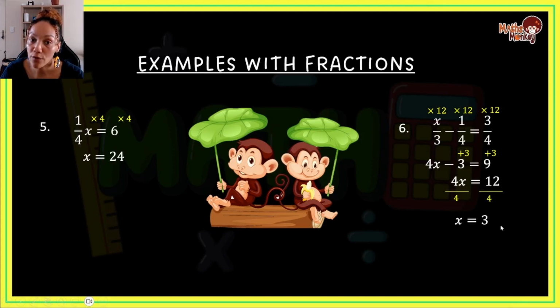And that's how you will solve questions with fractions. Okay, so if there's only one fraction, you just take the denominator and multiply all the terms. If you have more than one, then you will take the lowest common multiple and multiply each term by the lowest common multiple and then solve using your normal rules.